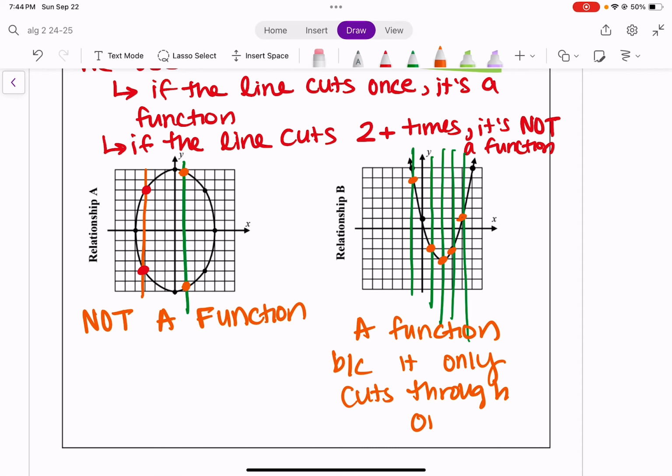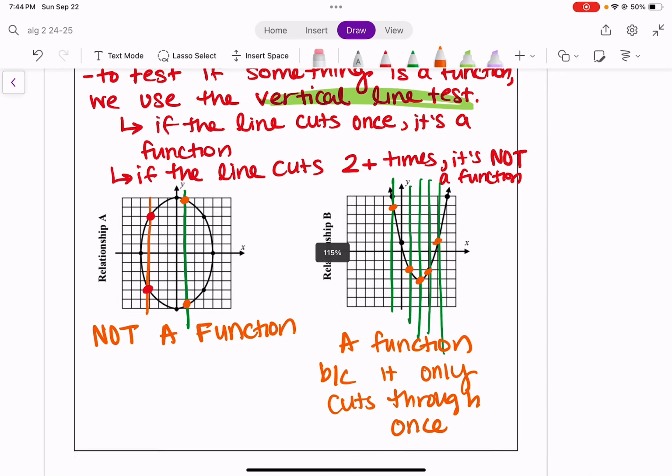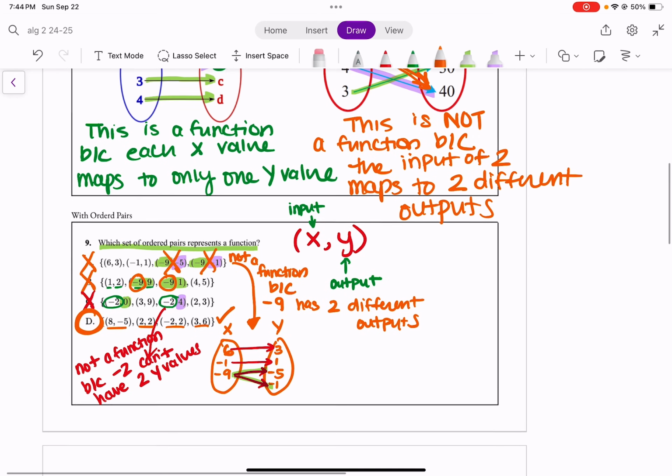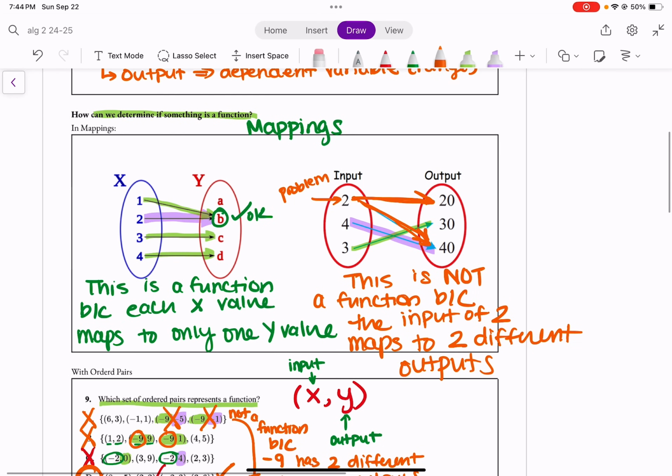So now you should be able to determine whether something is a function, whether it's graphs, coordinate points, or mapping. Move on to the practice.